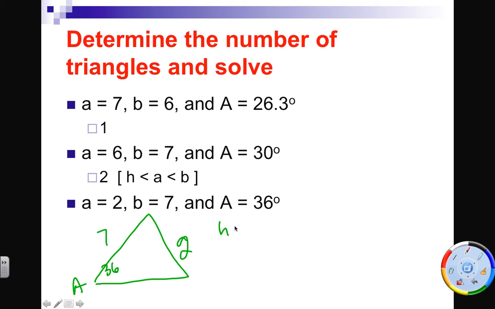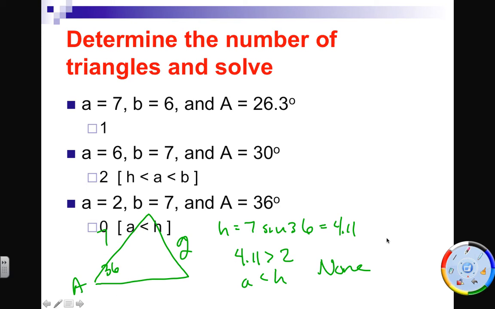I don't know yet. h is equal to 7 sine of 36. So 7 sine of 36 is equal to 4.11. Well, 4.11 is bigger than 2, which means a is less than h, which means, yay, we're done with this one. No triangle exists.